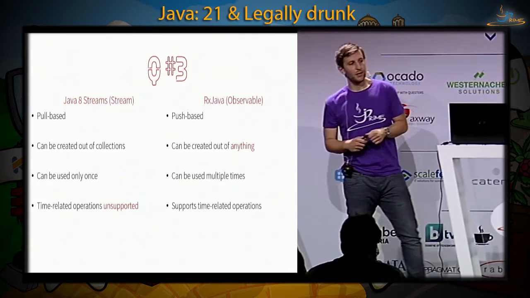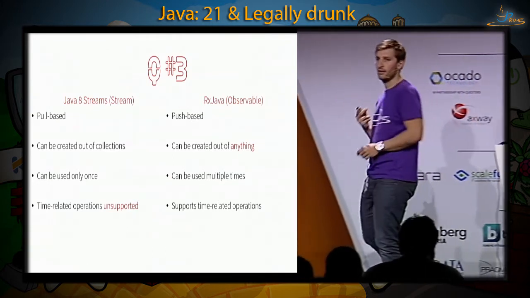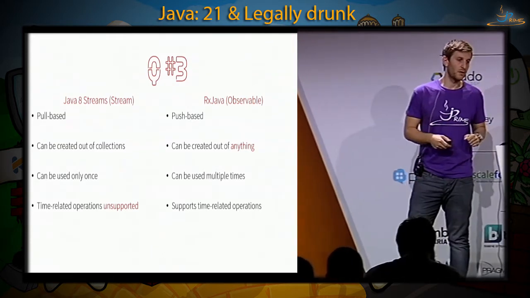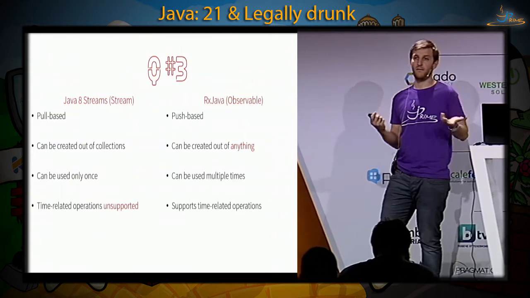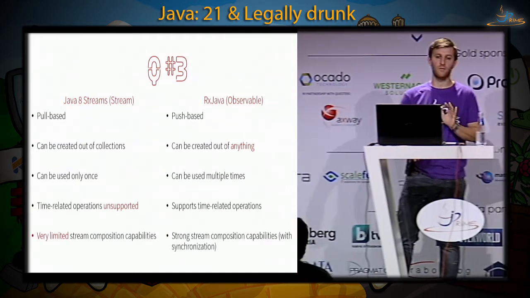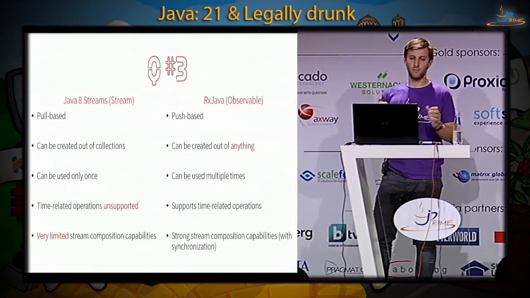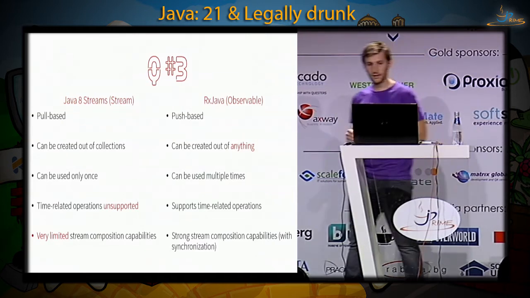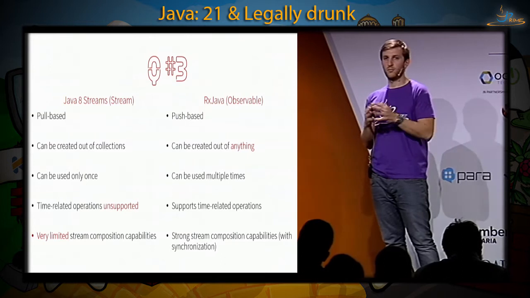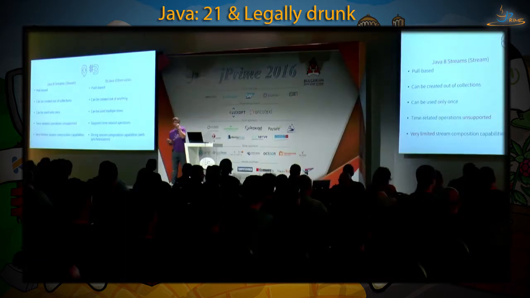In streams, time-related operations are unsupported. So I mean, you know, intervals, throttling, timeouts, and stuff like that. In RxJava, we have all of this. And the last thing is that streams are very, and I mean very, very limited in their composition capabilities. While on the other hand, you can basically compose RxJava observables however you like. There's a whole bunch of methods to do that.